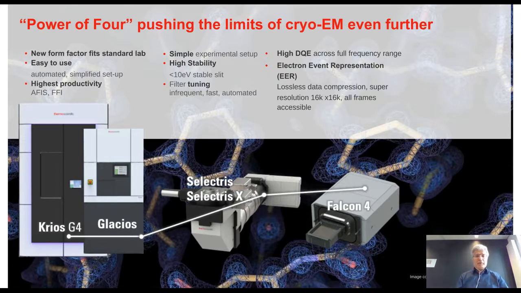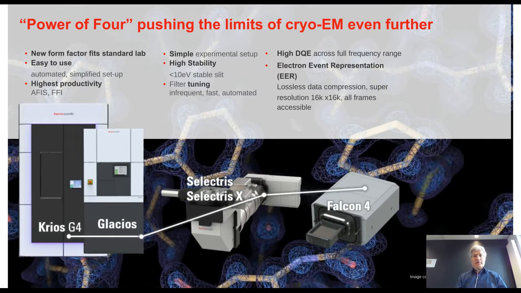The second branch to the tree, if you like, was introduced last year, the Selectris, which is our newly designed and developed energy filter. It's very famous for its stability. I will spend a little bit more time on this on the next slide. It's also very easy to use in terms of setting up the experiments. And in case some tuning is needed, because of course there is always some alignment needed, this is going to happen very easily, because this process has been implemented into our application software, EPU and Tomography. But I'll get back to that on the next slide with a little bit more details, especially when we talk about the stability.